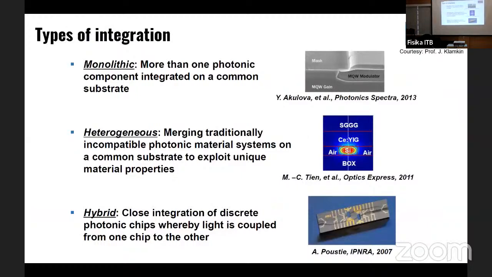Okay, types of integration. As I mentioned before, photonics now doesn't have a single preferred material. So you need to come up with different kinds of integration schemes to marry different materials. The single material approach is called the monolithic approach. You have one material, let's say silicon or indium phosphide, and you build everything in this material. But most of the time, you need to bring in different materials for lasing, for modulators, and so forth. So you have to have either a hybrid or heterogeneous integration.